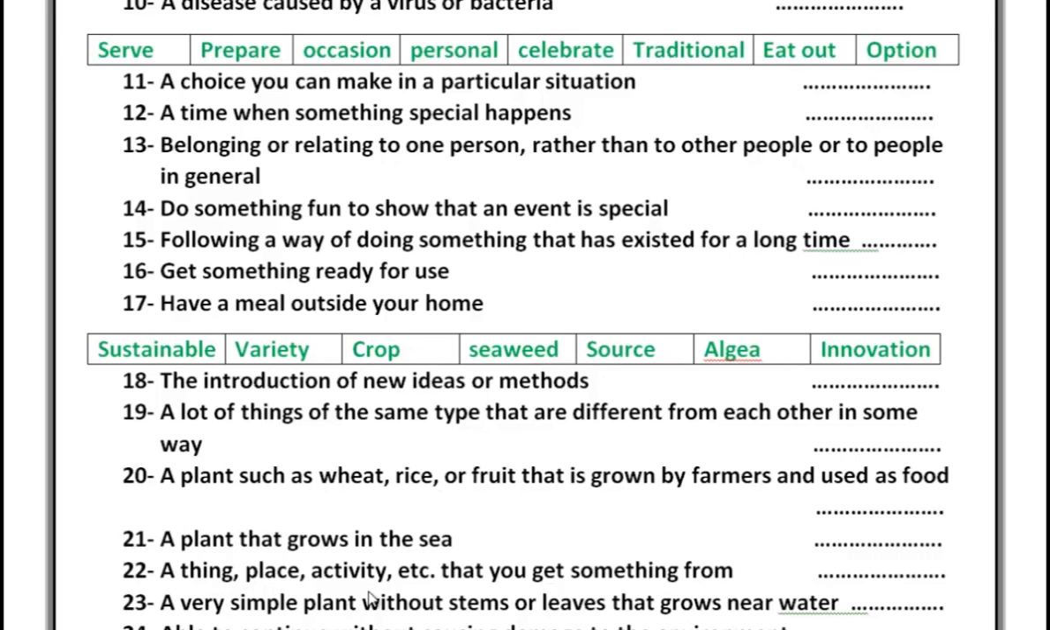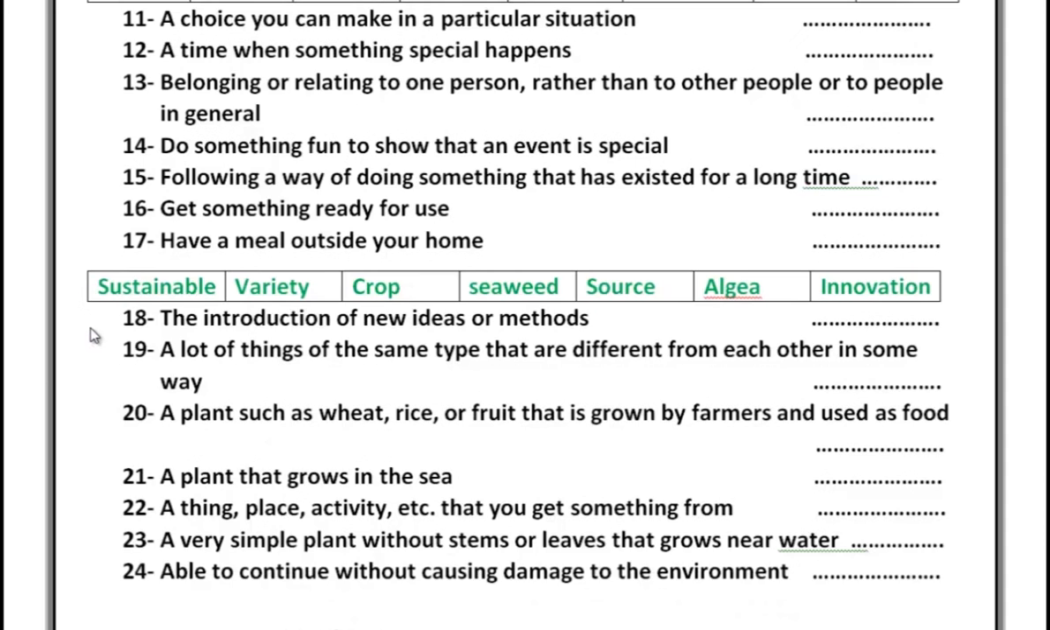A thing, place, activity, etc. that you get something from: source. 23, a very simple plant without stems or leaves that grows near water: algae. And here the last one, able to continue without causing damage to the environment: sustainable.